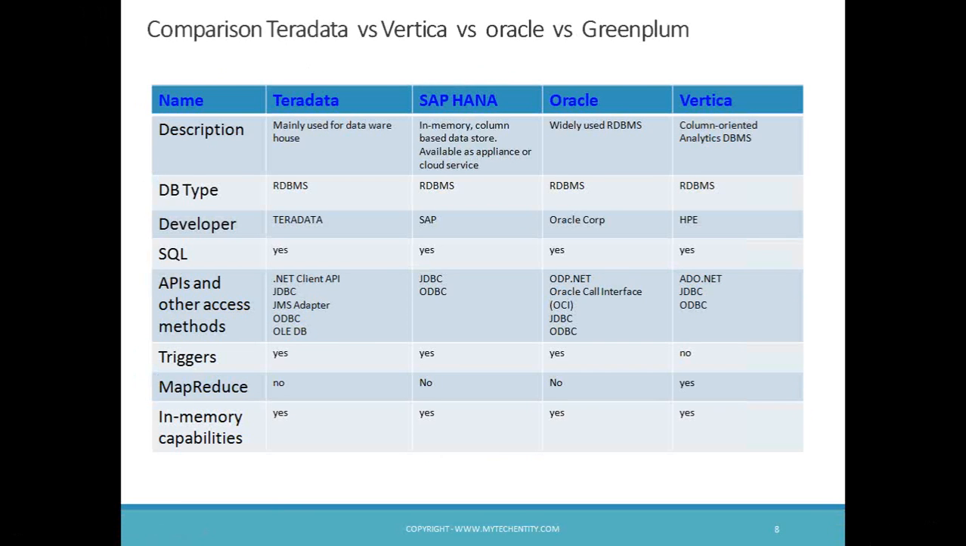So if we compare Vertica with Teradata or Oracle or Greenplum, here is just one shot of this comparison. You can see the description. There are different kinds of databases; I compared with four: Teradata, SAP HANA, Oracle, and Vertica.